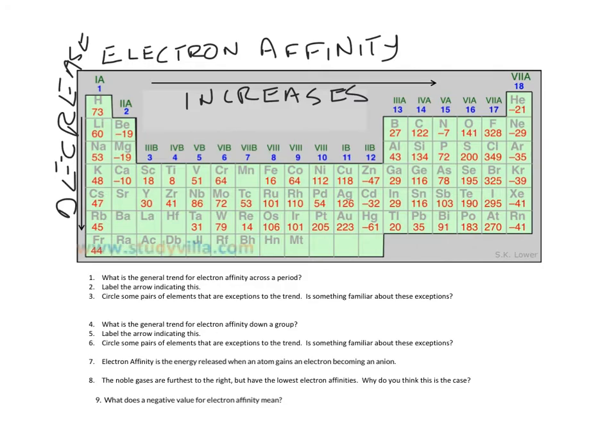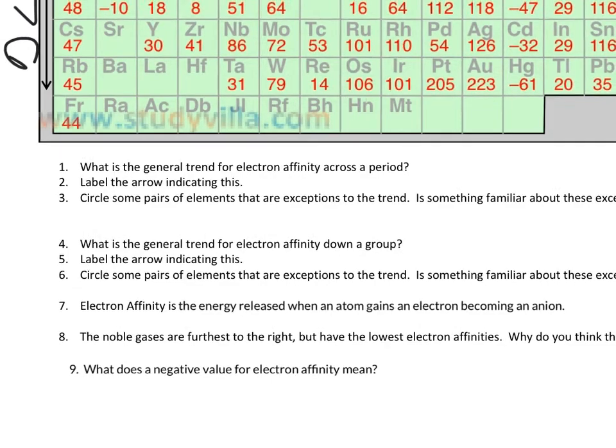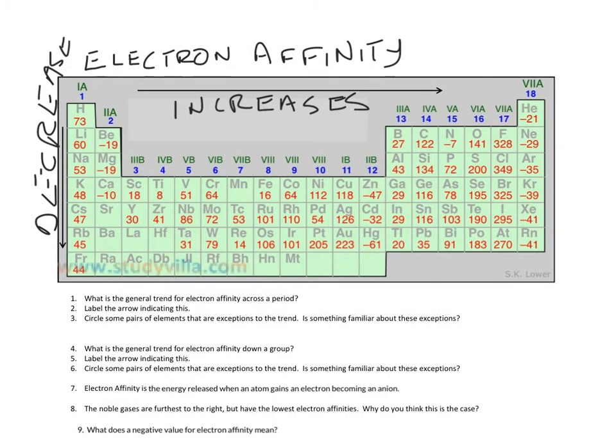Okay. Let's look at what this trend is actually measuring. So number 7, electron affinity is the energy released when an atom gains an electron, becoming an anion. So this is sort of like the flip of ionization energy. Ionization energy is the energy to remove an electron. I like to think about it as the energy that it takes to buy an electron from that atom. This is the energy that the atom releases when they gain an electron. So I like to think about this as the amount of energy that these atoms are willing to pay for it.